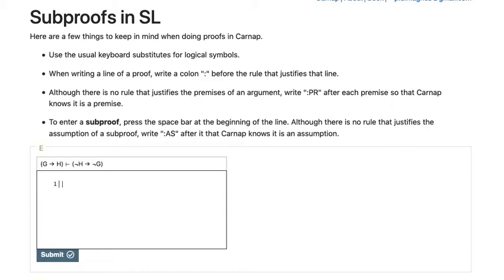Now, the new thing this week is subproofs. To enter a subproof, you press the spacebar at the beginning of the line. Remember that a subproof starts with an assumption, and there's no rule that justifies the assumption of a subproof, but you write colon AS, and that's just a cue to Carnap that it's an assumption.